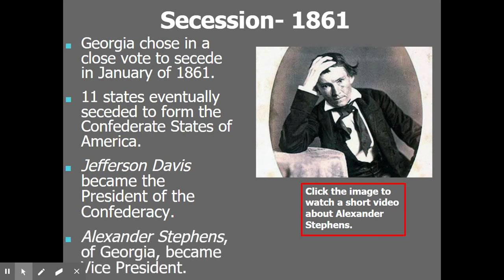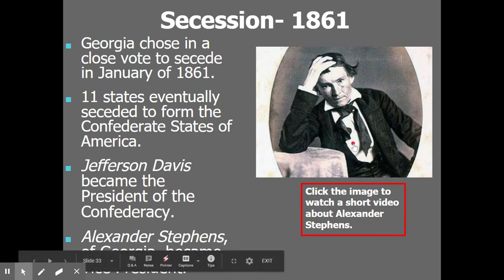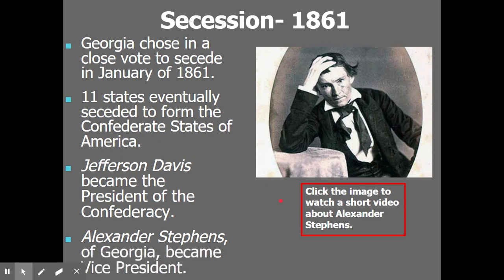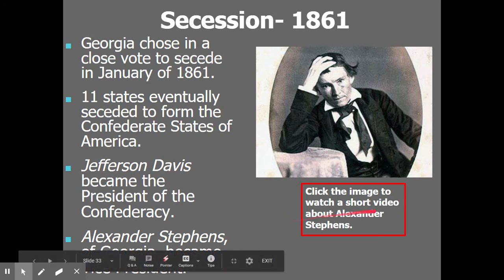And then Alexander Stephens, again, who I said was from Georgia, ends up being elected vice president, which is kind of ironic since he was arguing against secession at the beginning, but he ends up seceding with Georgia after Georgia votes to secede and eventually becomes the vice president of the Confederacy. And if you click right here on this picture of him where he does not look tired and frustrated at all, that's totally sarcastic because he completely does. But if you click on that, there's a video there about Alexander Stephens.